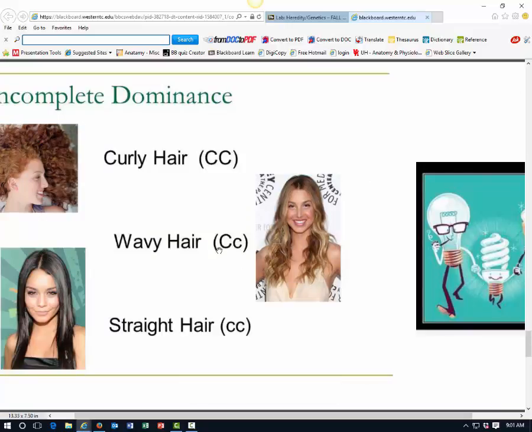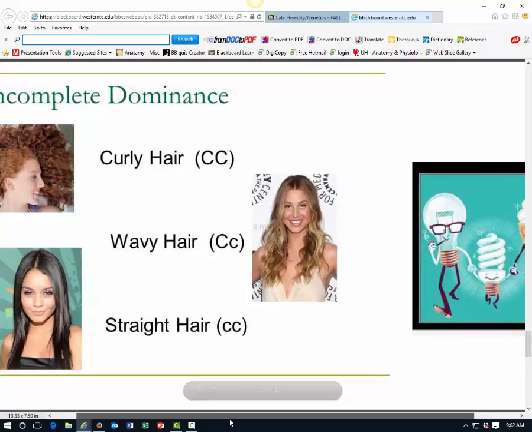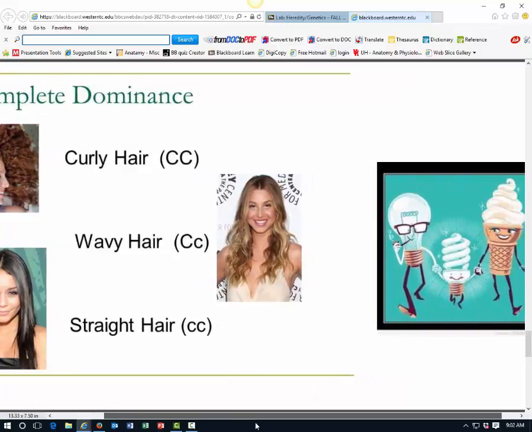Incomplete dominance is where the heterozygous individual does not look like the dominant individual. It's an intermediate form. So that's why we call it incomplete dominance, because the dominant allele is not completely dominant over the recessive allele. So here we see the dominant trait is curly hair, and the recessive trait with two little c's is straight hair. So if someone inherits one of each of those alleles from their parents, then they are heterozygous and they have an intermediate form of that hair, which is wavy hair. So that's an intermediate form. That's an example of incomplete dominance.